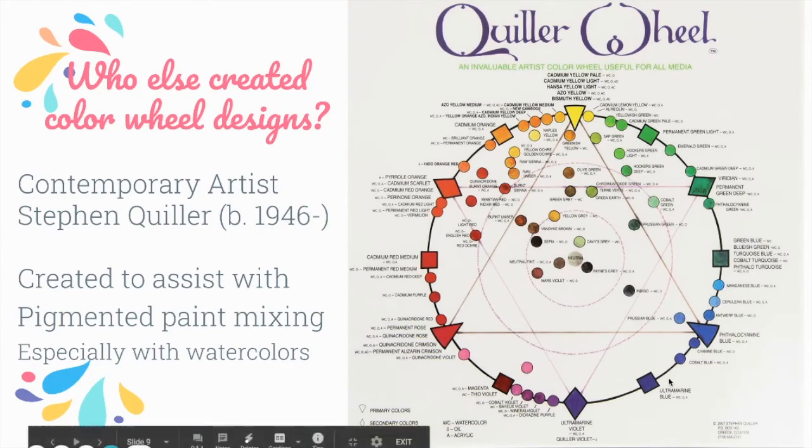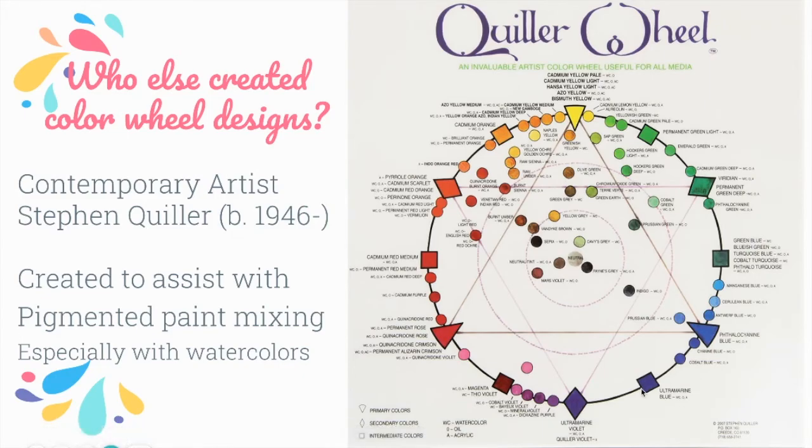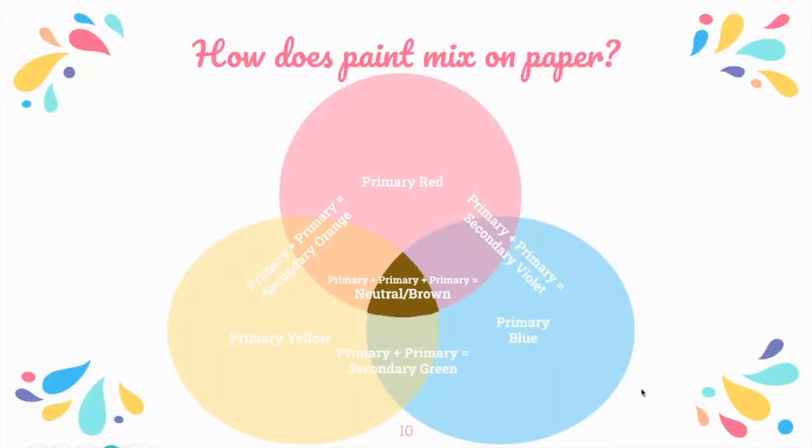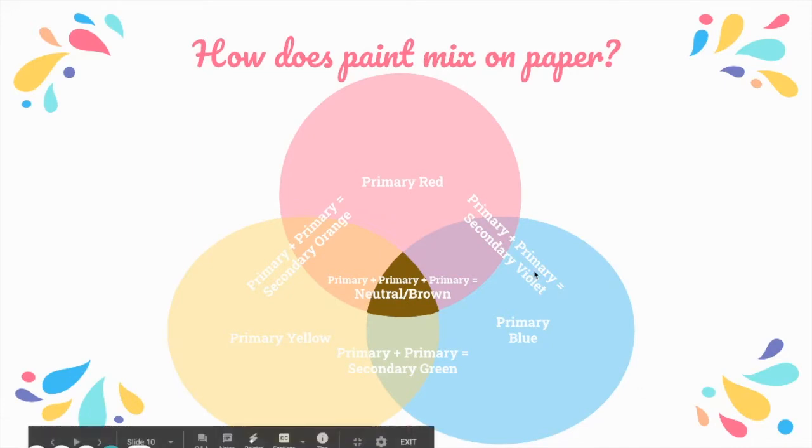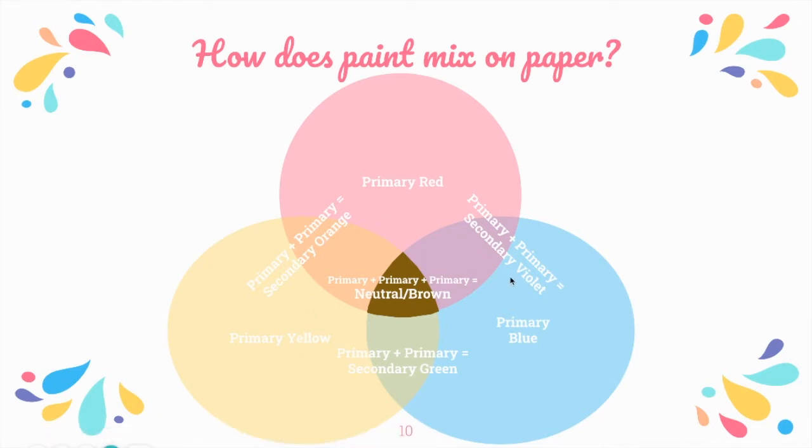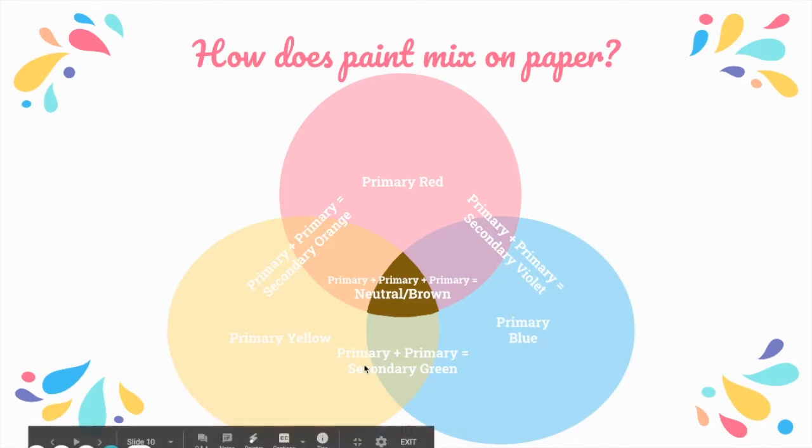So that's created by contemporary artist Stephen Quiller. So how does paint mix on paper? If you have the three primary colors, primary red, primary yellow, and primary blue, when you mix a primary and a primary, you get a secondary color. So primary red plus primary yellow equals secondary orange. Primary red, primary blue makes secondary violet. Primary yellow, primary blue makes a secondary green.